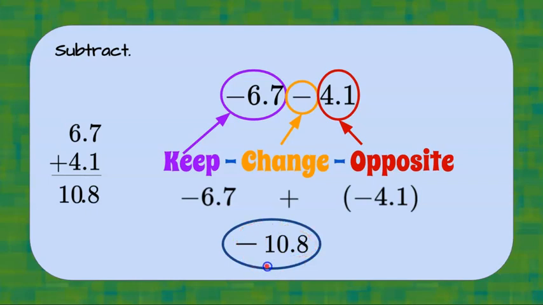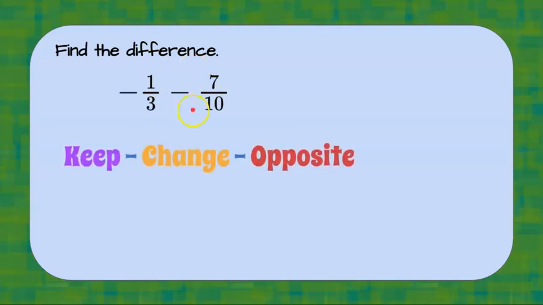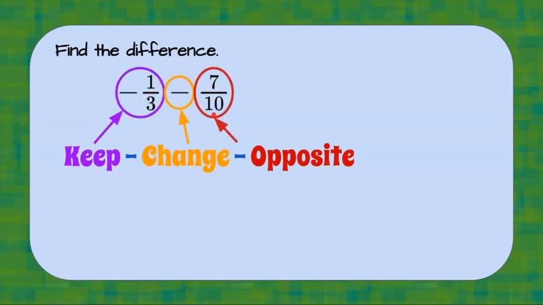If you have not grabbed paper and pencil yet, now's a great time to pause the video and get some. So you are going to pause now anyway and find the difference, which means subtract. Go ahead and pause. Welcome back. So let's do our keep, change to addition, and write the opposite. So we're keeping -1/3, changing subtract to add, and our opposite of 7/10 is -7/10.